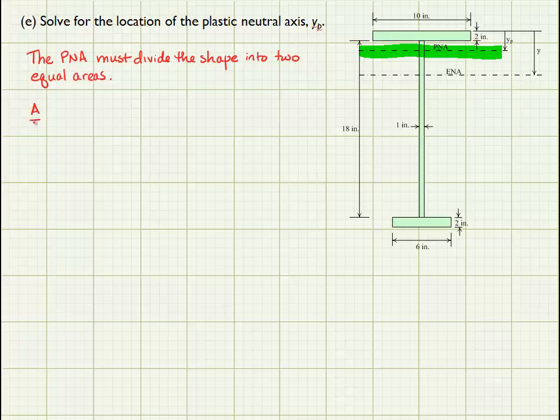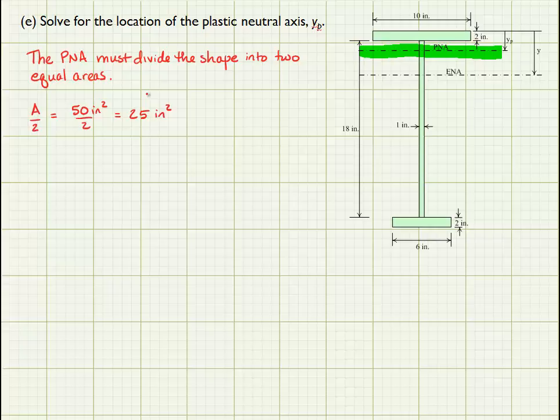So let's solve for what half of the total area is. My total area for this cross-section is going to be 10 times 2 for the top flange, plus 18 times 1 for the web, plus 6 times 2 for the bottom flange. That's 50 square inches. So half of the total area is 25 square inches.